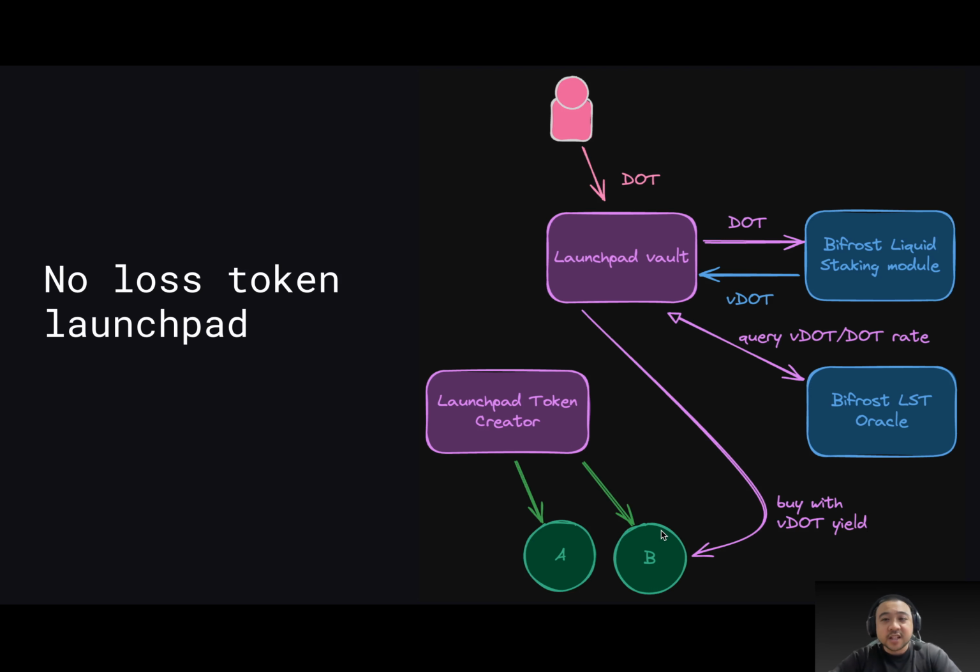That means it's no loss, because at the end of the day, what you're going to get out of this, let's say a year from now, right? You take your DOT out, it's going to be the same amount of DOT. If you put in 10 DOT, you're going to get 10 DOT out. The difference is now you will have a bunch of extra tokens as well. So the risk is very low.